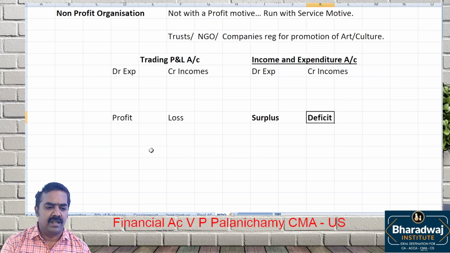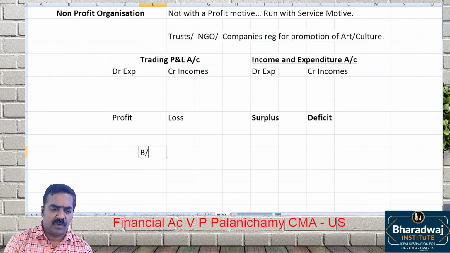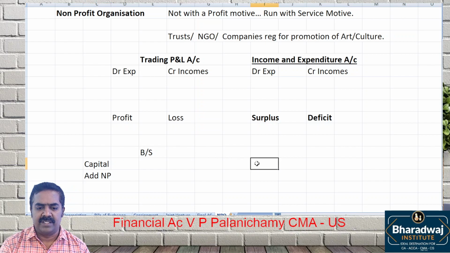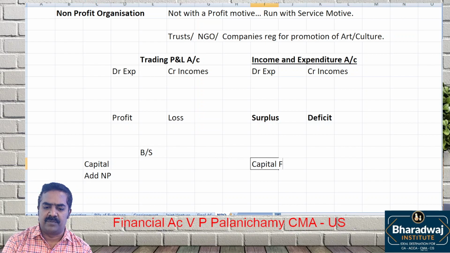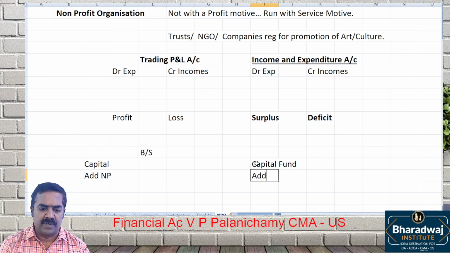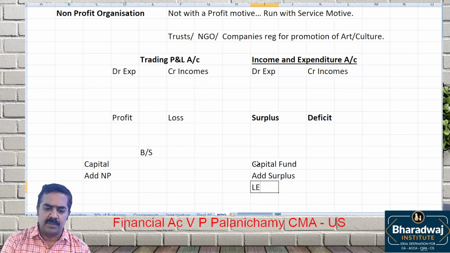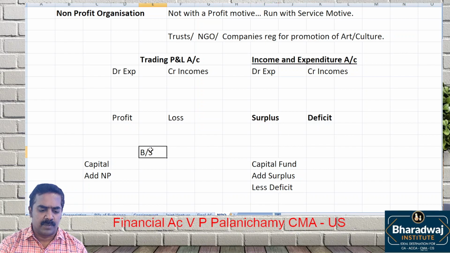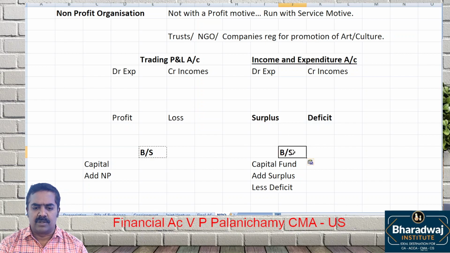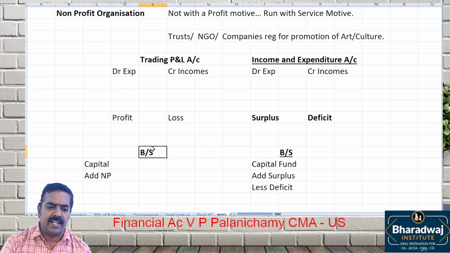Deficit. Then, while doing balance sheet, we will call it as capital. We will add which one? Net profit. It is not called as capital, it is called as capital fund. Add surplus we will do, less deficit we will do. Okay, while preparing which one? Balance sheet. So, if you look at the final accounts, it looks the same, only the name is different.